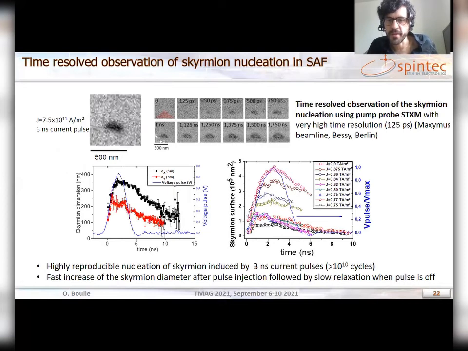We did some systematic measurements of the dynamics as a function of the current amplitude, which allows us to extract the time dependence of the skyrmion dimension and area for different current densities.